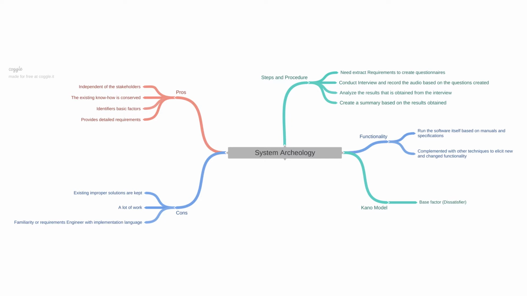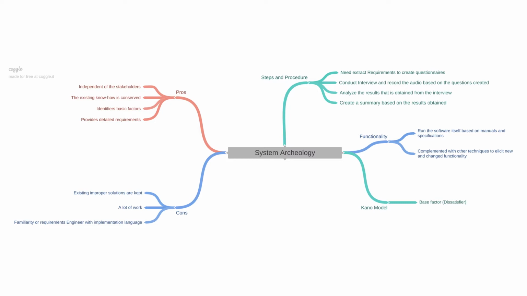Now the pros of system archaeology: it is independent of stakeholders, the existing know-how is conserved, it identifies basic factors and provides detailed requirements. For the cons of system archaeology: existing improper solutions are kept, a lot of work is done, and familiarity of the requirements engineer with the implementation language is needed. And the Kano model of system archaeology is base factor, which is a dissatisfier.